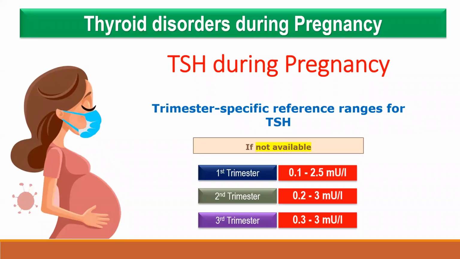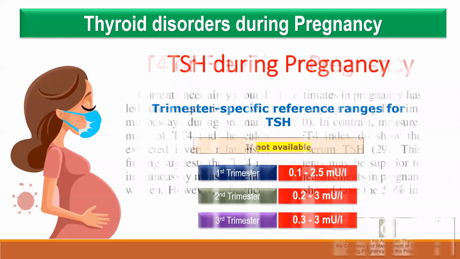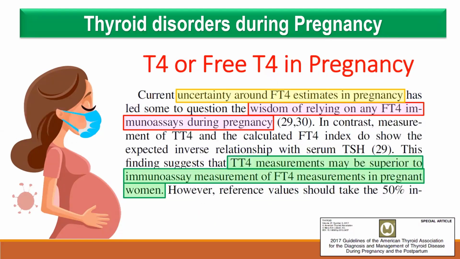And most of you know this: the reference range in the first trimester is 0.1 to 2.5. In the latest guidelines published by the American Thyroid Association, they changed this number to another one, but this is the preferred number for me, and clinically it is more practical in countries in which there is no trimester-specific population reference range. And what about FT4? This is from the guidelines.